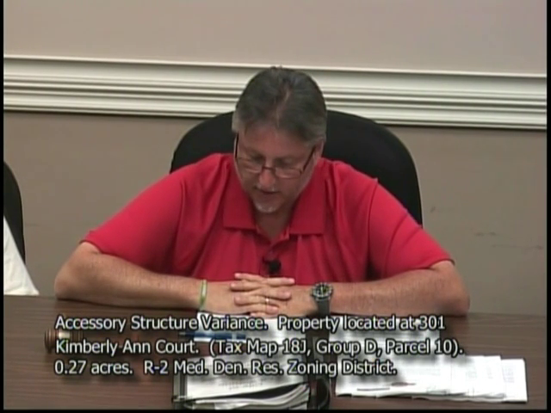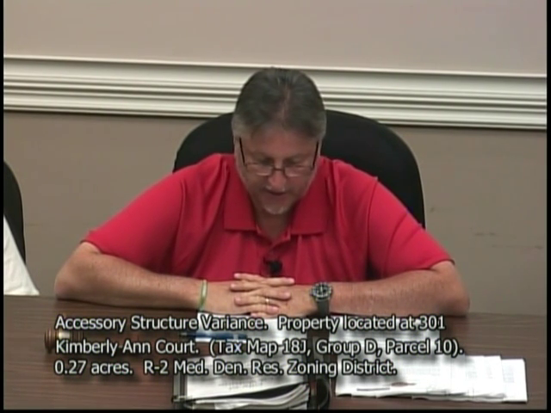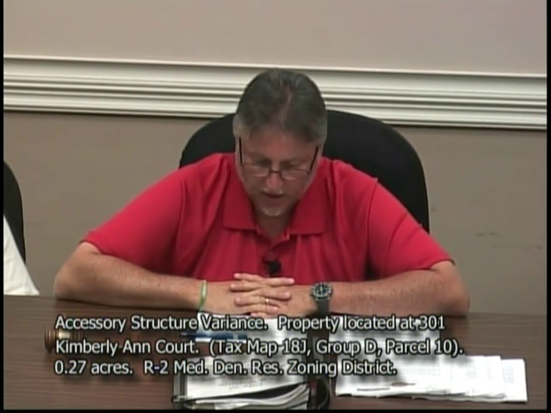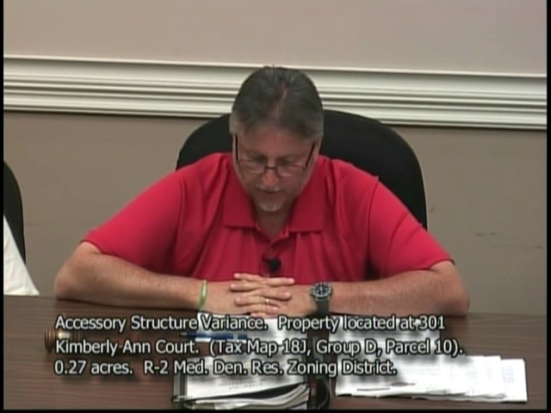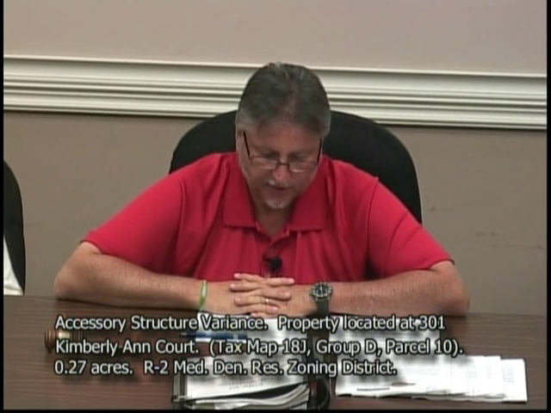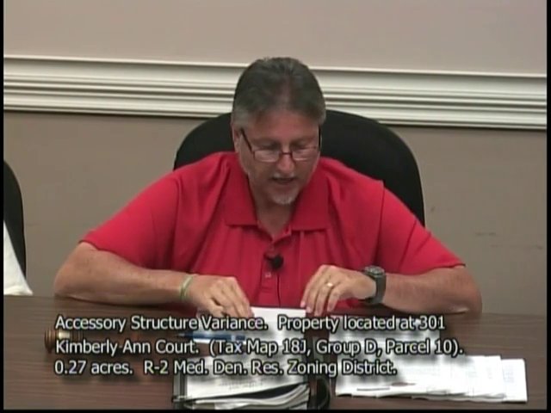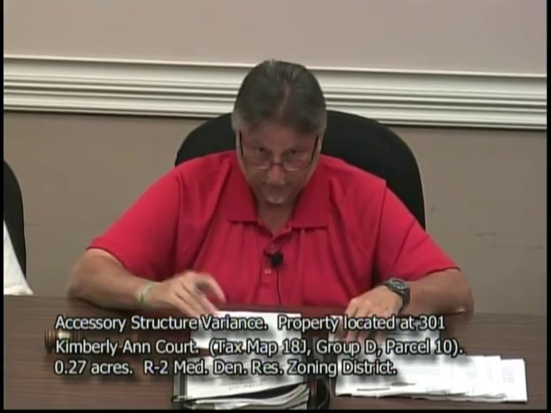First order of new business is an accessory structure variance requested by Ralph D. Wright. Property is located at 301 Kimberly Ann Court. It's tax map 018J, Group D, Parcel 10.00. It's 0.27 acres. It's R2 medium density residential zoning district, and the parcel is owned by Ralph D. Wright. And we'll have the staff report from Kristen.